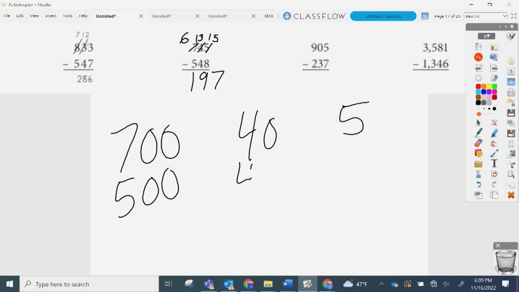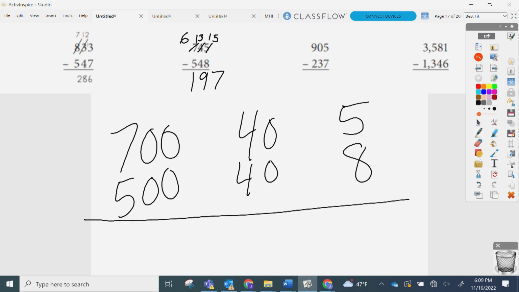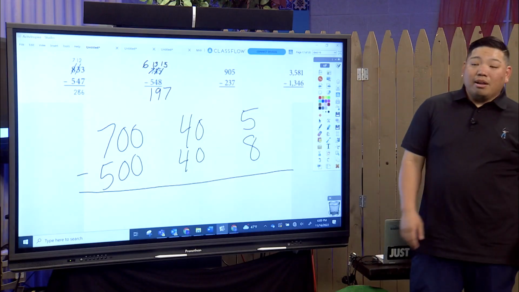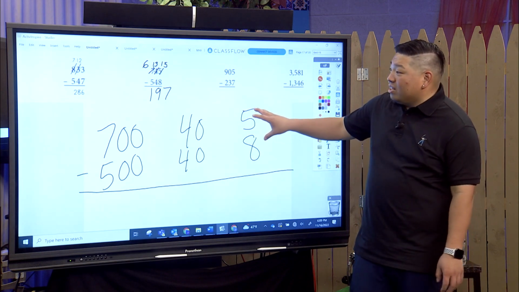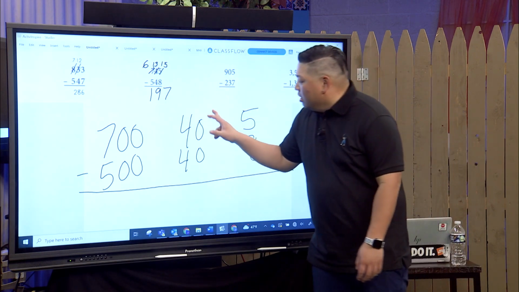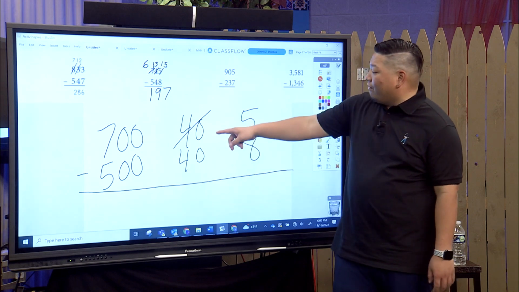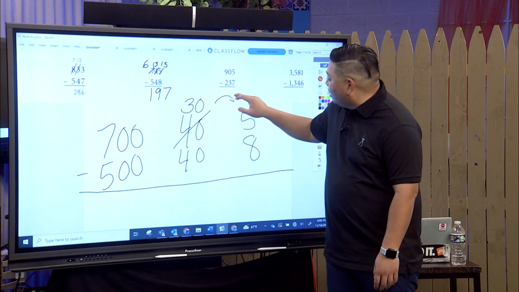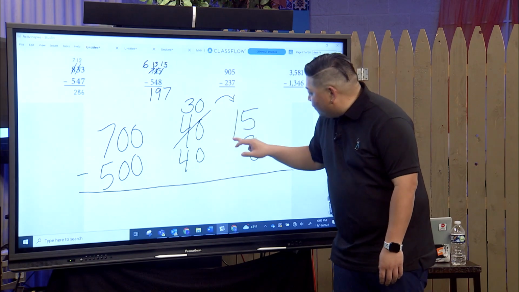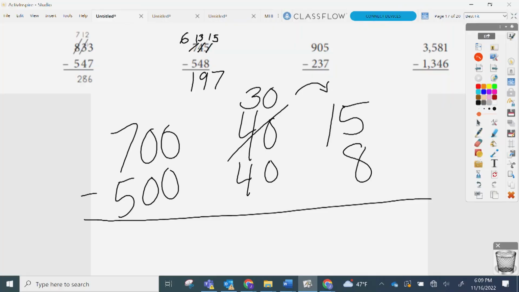So what we did here is we're just pulling them apart by place value. And now we're going to be able to see the same exact thing. We're going to get 197, but we're going to look at it a little bit differently. So again, if I have 5 ones, can I pull away 8? No. So if I take 1 ten away from 40, we're left with 30, but that 10 comes over here, and 10 plus 5 is 15. So 15 minus 8 is 7.